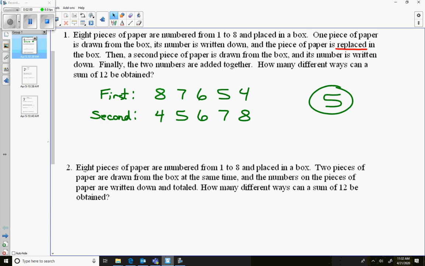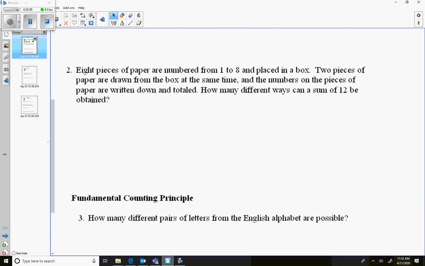Question 2. Basically the same question, but the 2 pieces of paper are drawn from the box at the same time. So in other words, there is no replacement. How does that change things? Well, it does change things slightly.